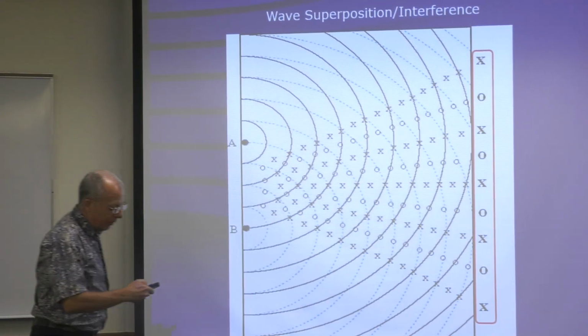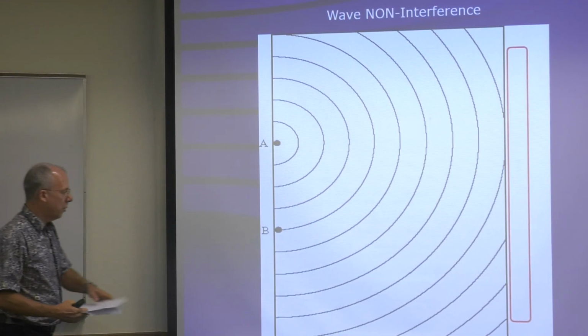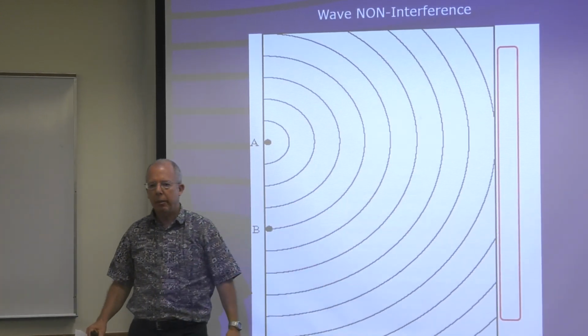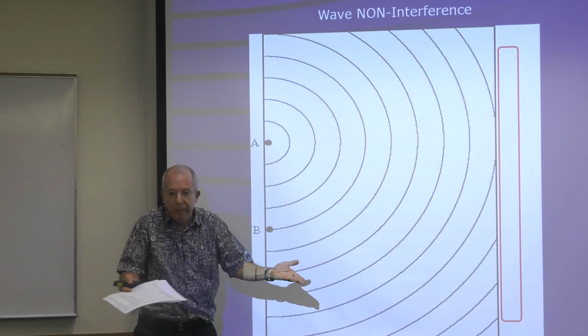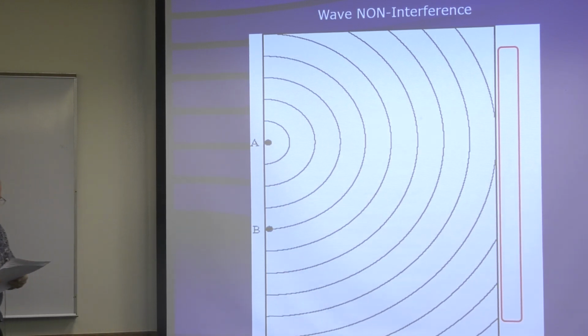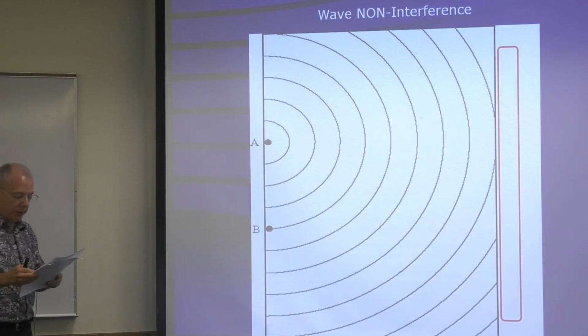Now, if we just have one source, right, so this one's not working now, just have one source, I'm not going to see any kind of interference pattern because you just have one source, so what's it to interfere with? So there's no interference with one source. There's certainly an interference pattern with two sources.